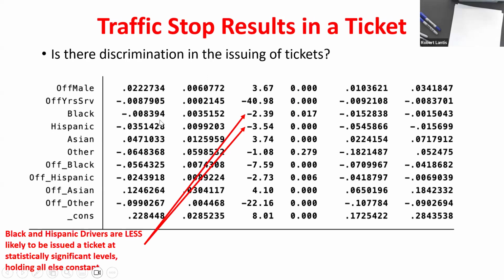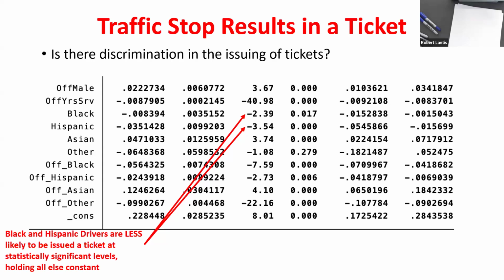Well, it looks like black and Hispanic drivers are actually being issued tickets at slightly lower rates than white drivers, which might be counterintuitive to what we might have initially thought, right? So here I would actually have evidence that there isn't discrimination going on towards non-white drivers. If anything, I might say there's some evidence that white drivers are issued tickets at higher rates.